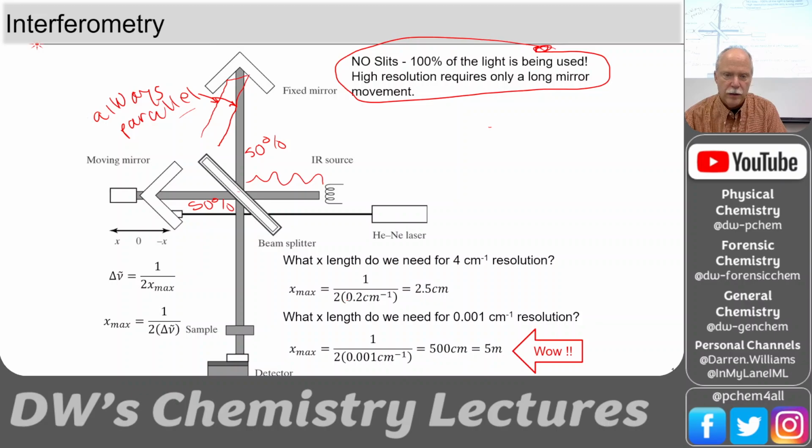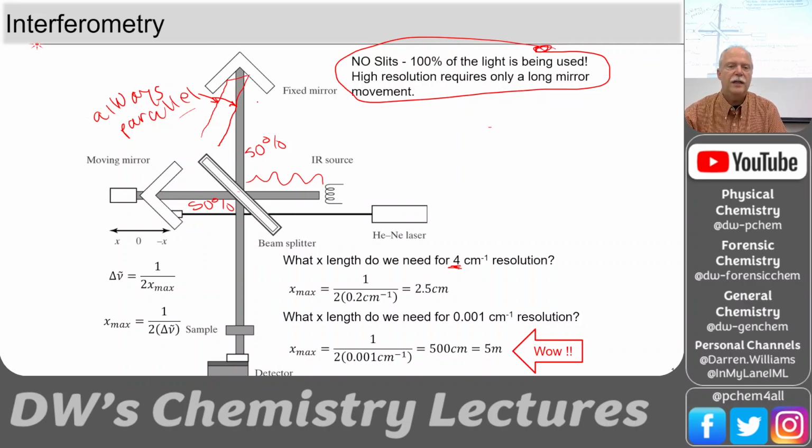Let's see. What length do we need for 4 centimeters? Yeah, this might be the case. Oh no, this is what we need for 2.5, right? So this is 0.04, 1 over 0.4. Yeah. So this might be a typo here, but you could use this equation to calculate what it would be for the four-wave number.